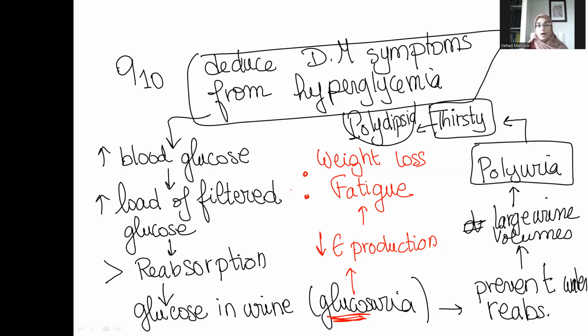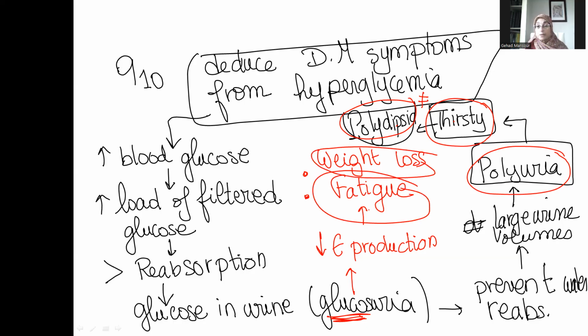Okay, so here, how many symptoms have we said? We have talked about polyuria, which means increased urine volume. We have talked about thirst sensation. We have talked about polydipsia, and by the way, they are not synonymous. Polydipsia is the result of thirst sensation. We have talked about fatigue, and we have talked about weight loss, but there is another important thing.